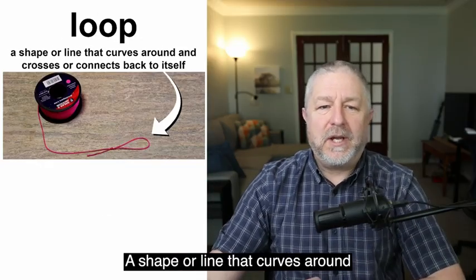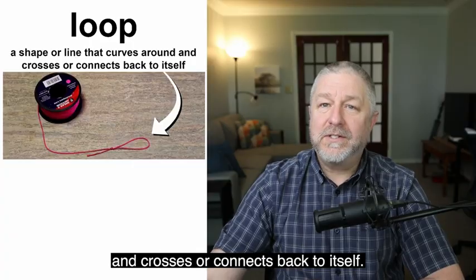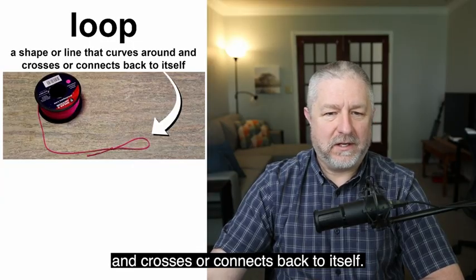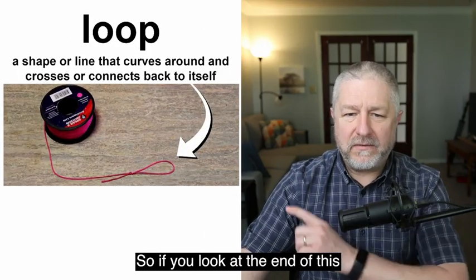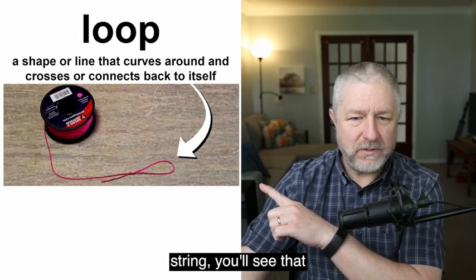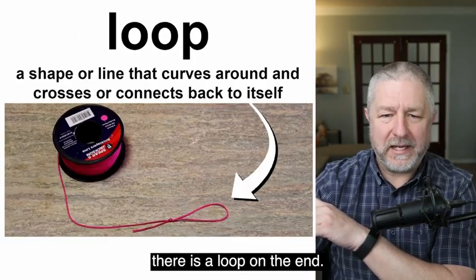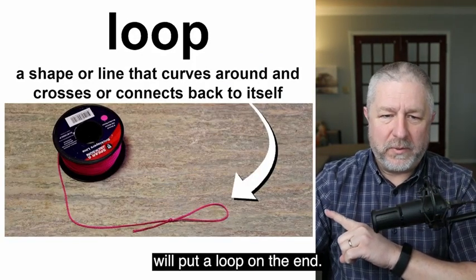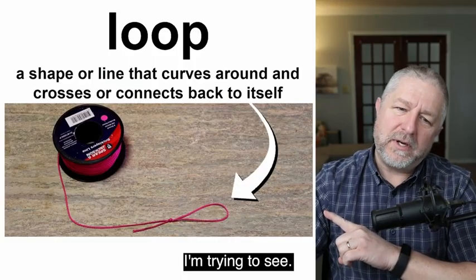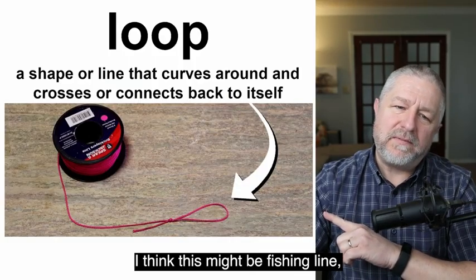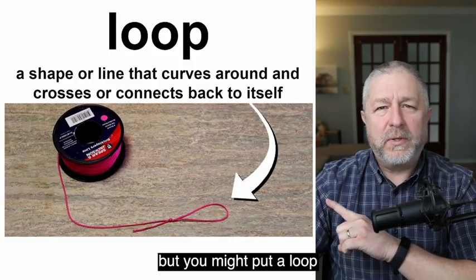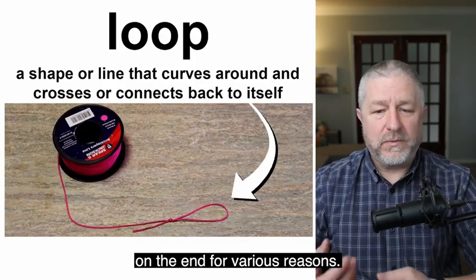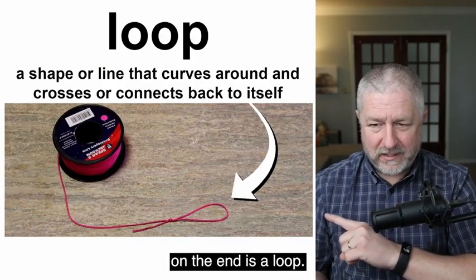Loop, a shape or line that curves around and crosses or connects back to itself. So if you look at the end of this string, you'll see that there is a loop on the end. Sometimes when you're working with string or rope, you will put a loop on the end. I think this might be fishing line, but you might put a loop on the end for various reasons. And this little thing on the end is a loop.